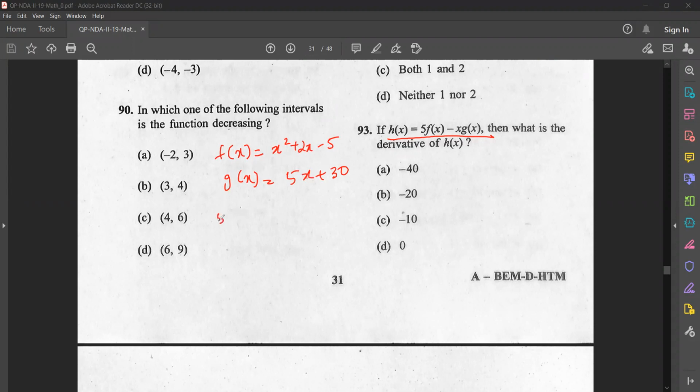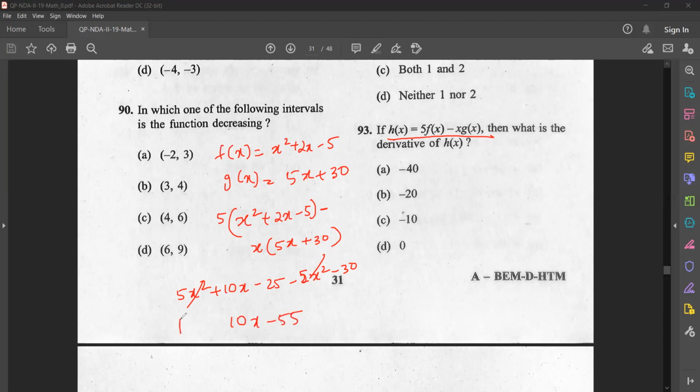5 into f of x means 5 into (x square plus 2x minus 5), minus x into g of x. G of x is 5x plus 30. So open it. 5x square plus 10x minus 25 minus 5x square minus 30, and so this is going, you are getting 10x minus 55, isn't it? That is h of x.